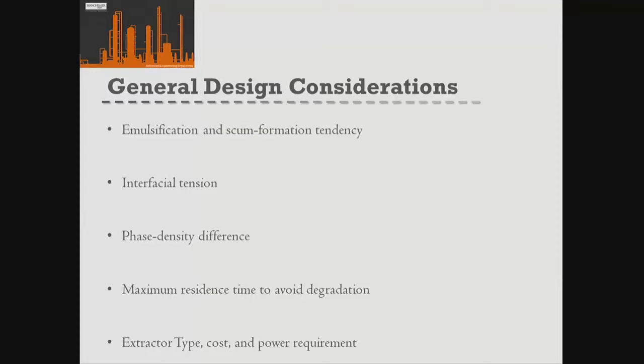Also, a phase density difference. So we're separating our mixed phase essentially by gravity separation. And to separate by gravity separation, you need to have a difference in density between the carrier and the solvent. So if you find a really good solvent, but it has exactly the same density as your carrier, then you can't separate them by gravity. Okay? So as well as your solvent being immiscible with your carrier, you need to make sure that the density of the solvent and the carrier are actually different.